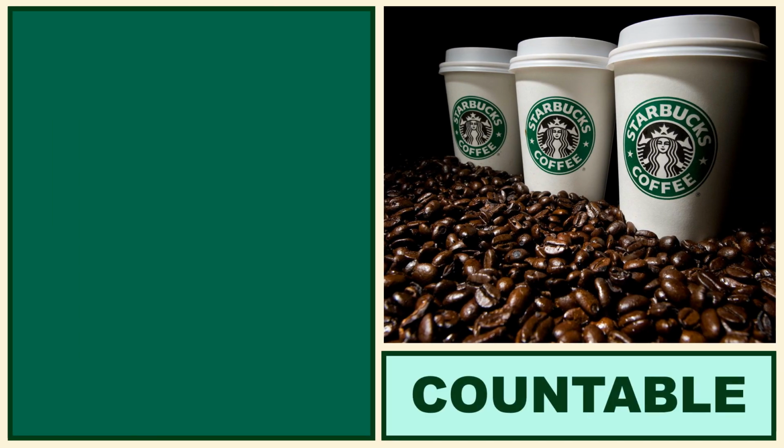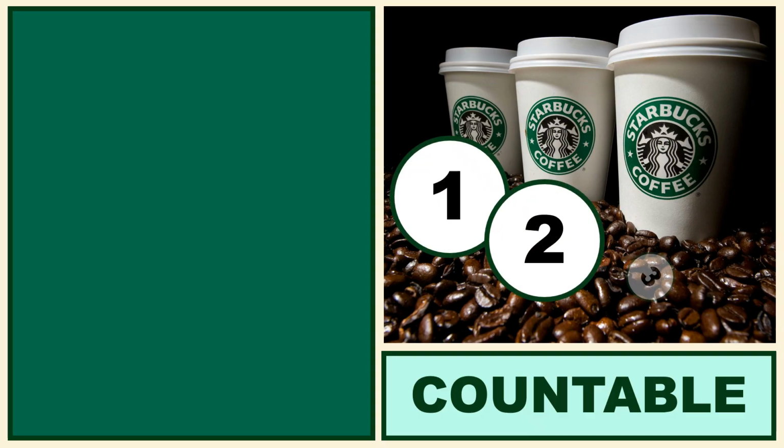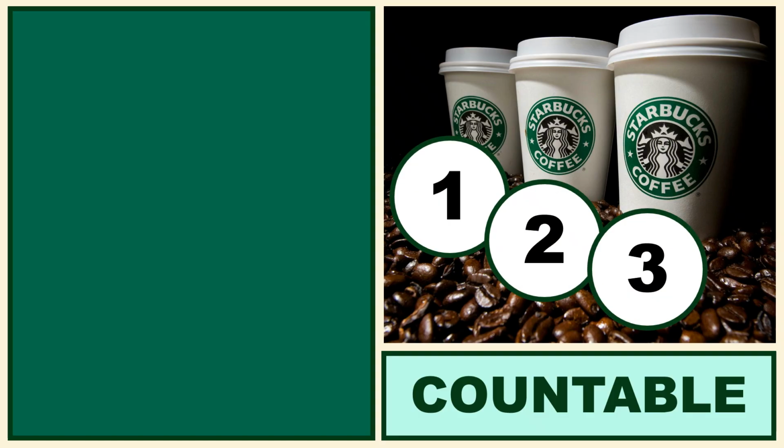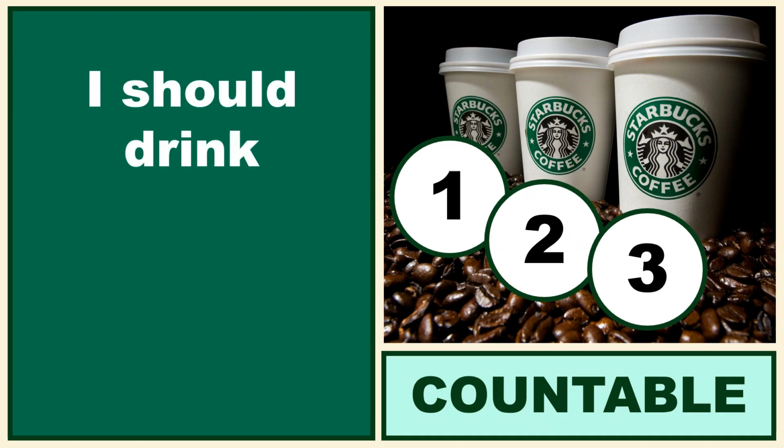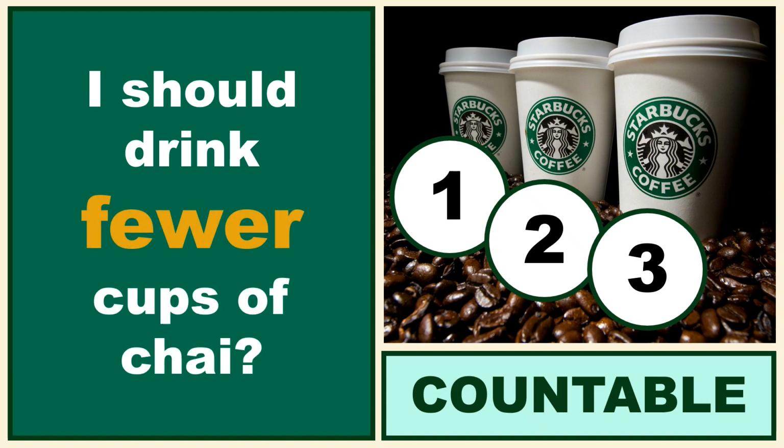Here we have an example with 1, 2, and 3 cups of chai. Now, if I have the nasty habit of drinking 3 or more cups of chai a day, I might say to myself that I should drink fewer cups of chai each day. In this instance, I'm talking about something I can count: 1, 2, 3 cups of chai.